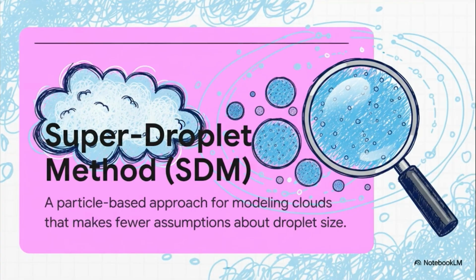One of the most exciting things inside Scale is something called the super droplet method, or SDM for short. You see, most older models have to simplify how they handle clouds. They just look at the average conditions. But SDM is different. It's a particle-based model. It actually tracks thousands of individual little packets of water droplets, these super droplets. This gives us a much more realistic, much more detailed picture of what's really going on inside a cloud.